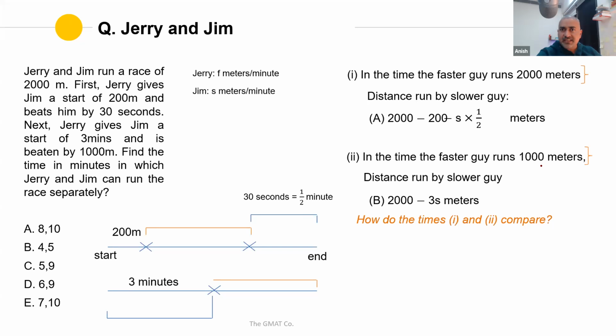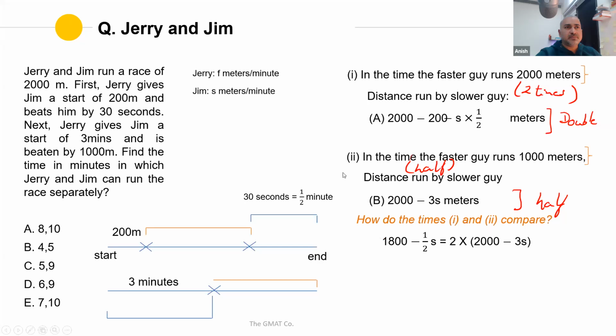Now, as a consequence, how much distance will the slower guy cover in the time? This time is twice, right? Two times the time. And here the time is half. So correspondingly, the slower guy in the first situation will cover double the distance compared with how much distance he's covering in half the time, right? Since the time is getting halved, correspondingly, the distance run by the slower guy in that much time will also be half. So what I can do now is basically I can say that this A, 2000 minus 200 is 1800. 1800 minus half S equals 2 times 2000 minus 3S.